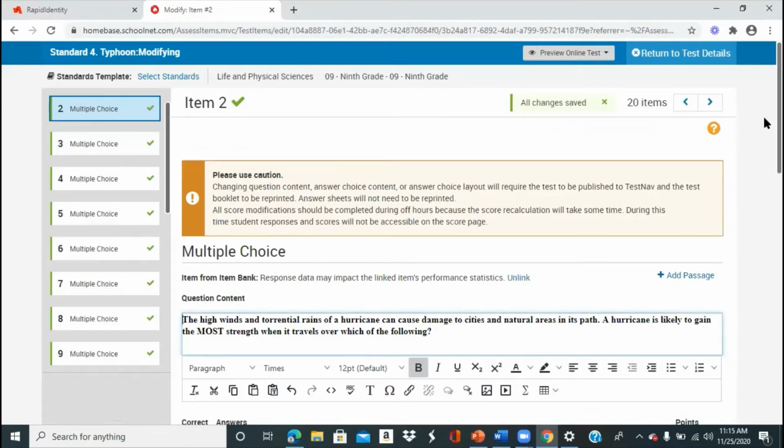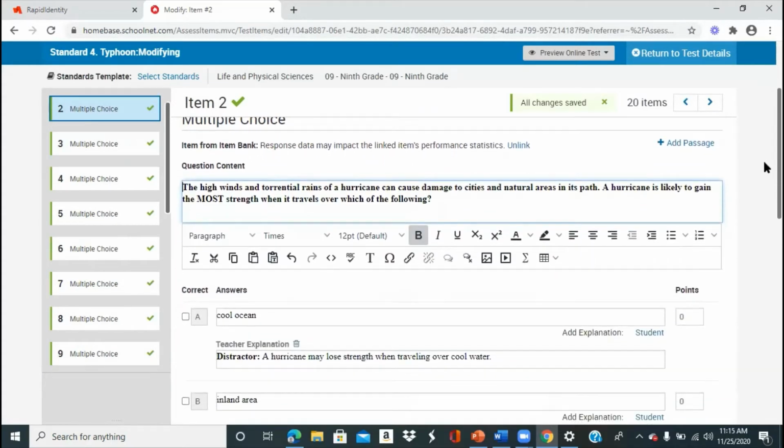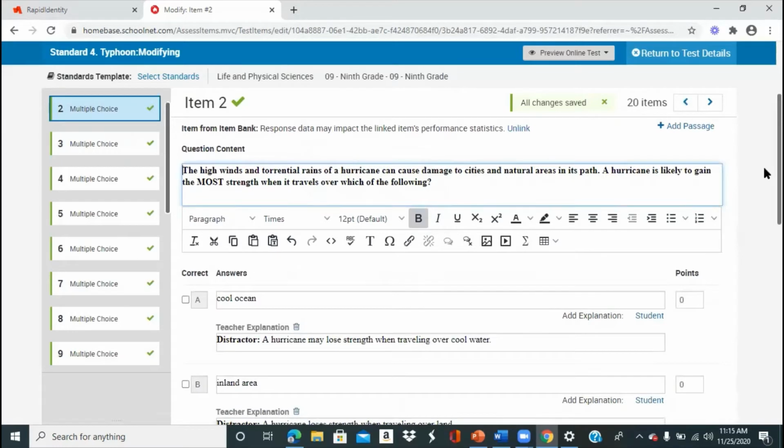In the next item, we have the high winds and torrential rains of a hurricane that can cause damage to cities and natural areas in its path. When we talk about torrential rains, this is more frequent, continuous rain that never stops. And I'm sure that you have experienced this yourself. A hurricane is likely to gain the most strength when it travels over the following options.